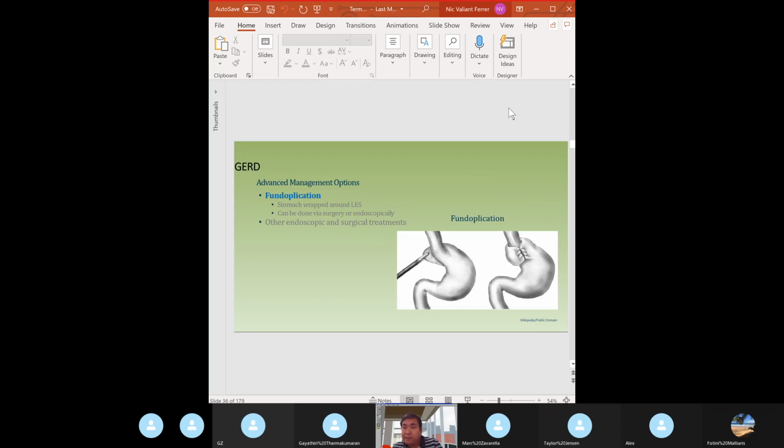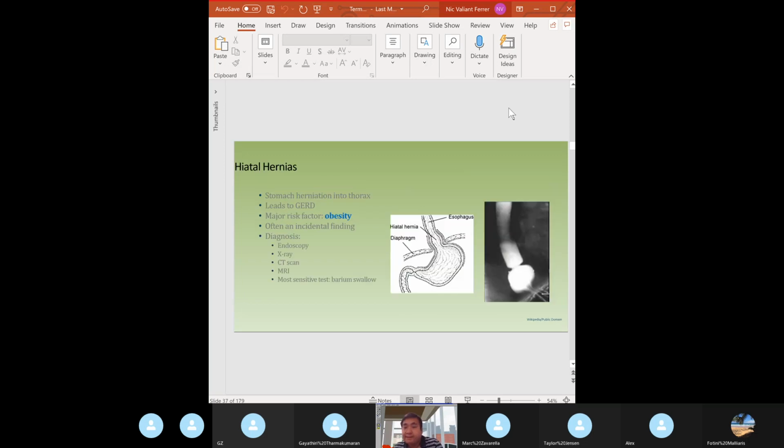Or you can do Nissen fundoplication for GERD. These are advanced management options for GERD. Nissen fundoplication, what is this? High yield. The stomach is wrapped around the lower esophageal sphincter. It can be done via surgery or endoscopically.